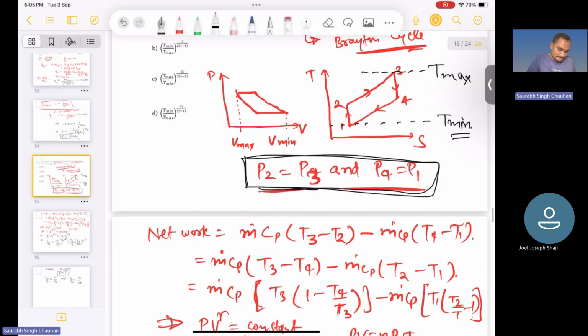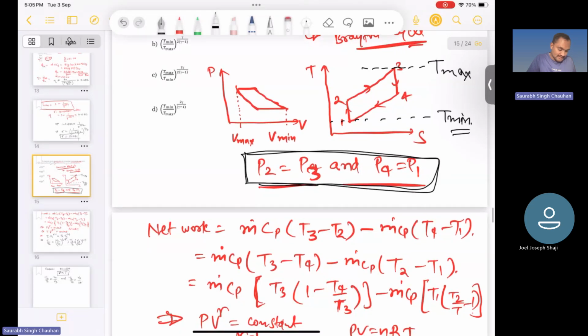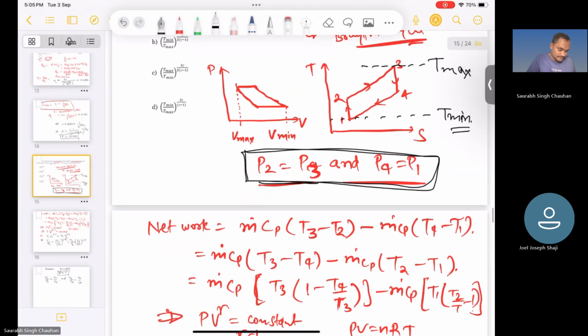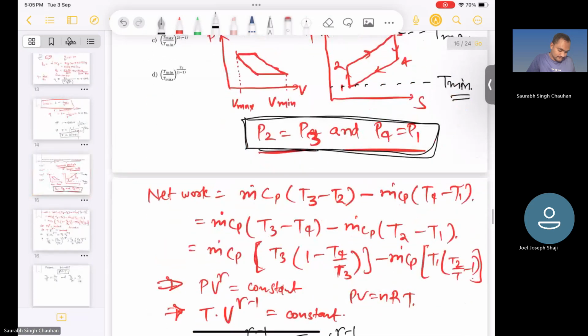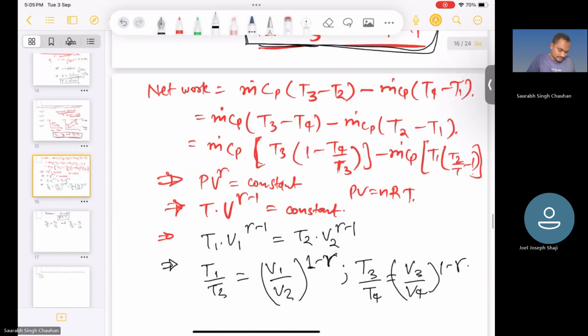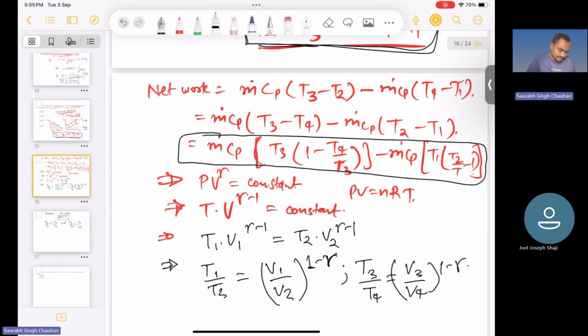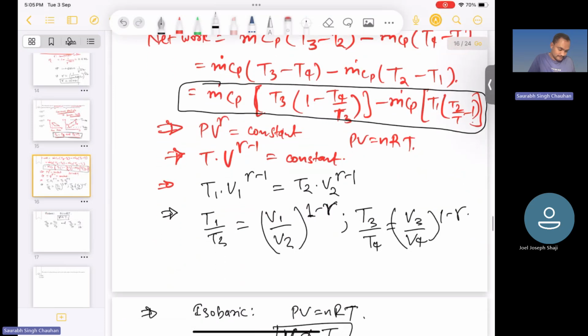And what else do we have? Okay, these quantities we have. And we have to maximize this quantity.